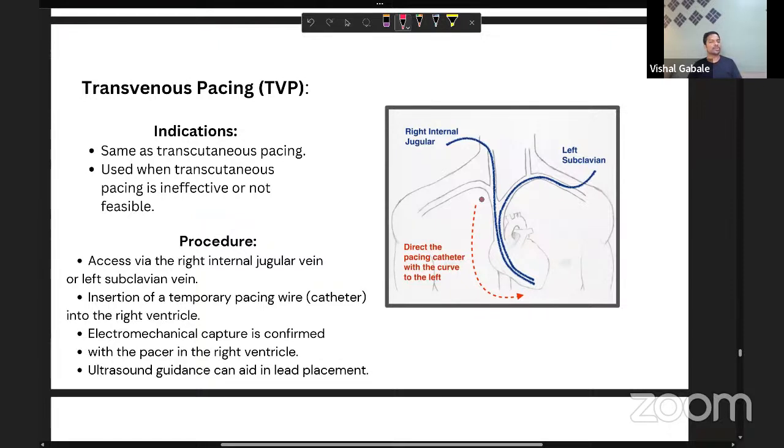Okay, then we have transvenous pacing, in which we put a catheter through the right jugular vein and we pace from the right ventricle. So with the pacer in the right ventricle, we start the pacing.